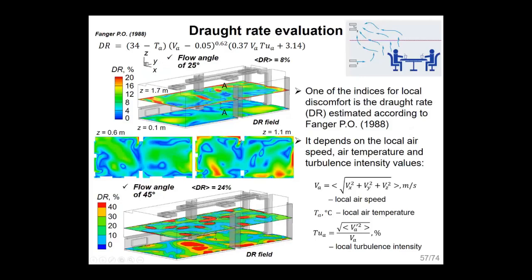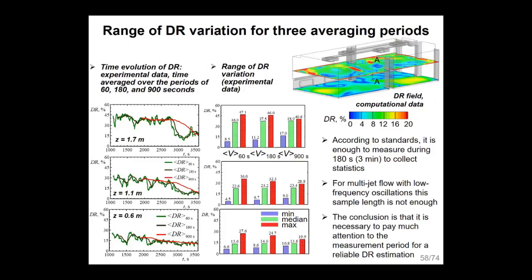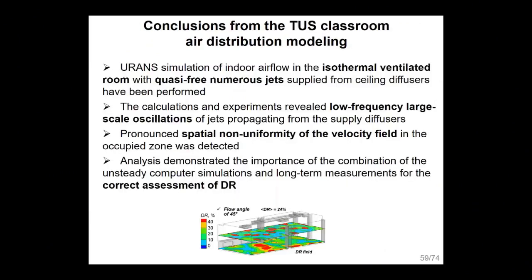And here are the instantaneous draft rate evaluation. And here are the draft rate evaluation for 3 averaging periods: the averaging periods over 60, 180, and 900 seconds. The problem is that this period influences the draft rate value. According to standards, it is enough to measure during 3 minutes to collect statistics and to categorize the room. But for multi-jet flow with low frequency oscillations, this sample length is not enough, and it is necessary to pay much attention to the measurement period for a reliable draft rate estimation.